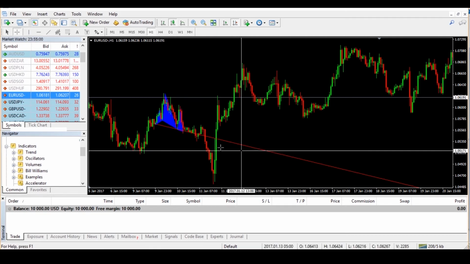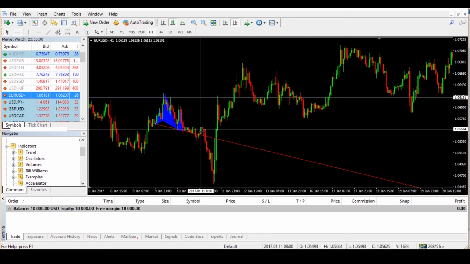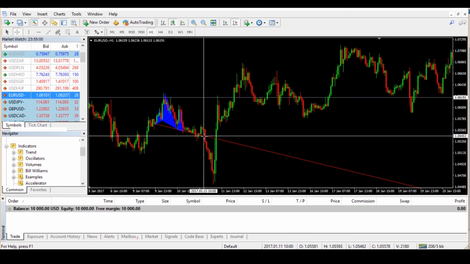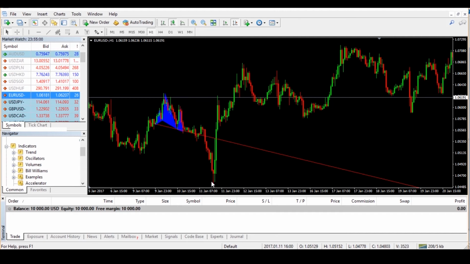So that's 642, so that's 321. From your neckline all the way to the bottom, it definitely gives you your 50%. Now let's look for another one.